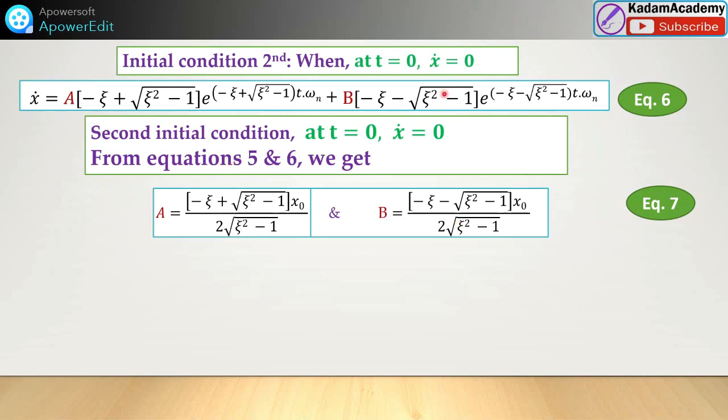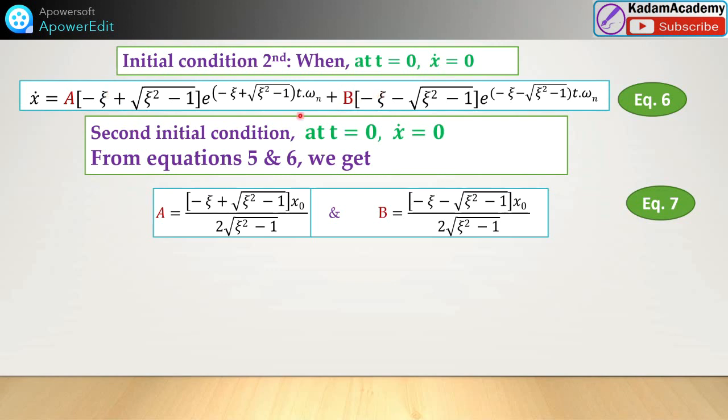Just solving, putting x dot equal to 0 and t equal to 0 in this equation, this will remain, minus zeta. We get A equal to minus zeta, and this x0 by 2 under root of zeta squared.